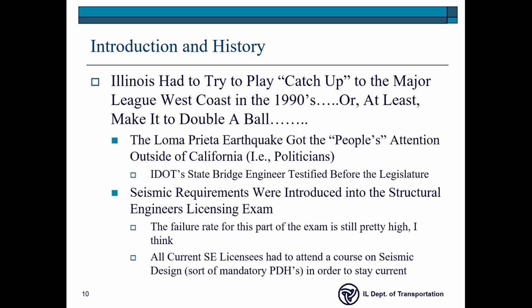Okay, so that's why I say we had to play catch up, using the baseball analogy here, to the Major League West Coast. And during the 90s, a state like Illinois, as far as expertise is concerned, was just trying to make it to AA ball.